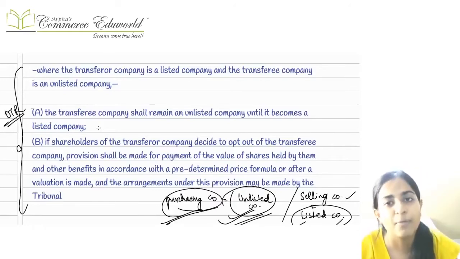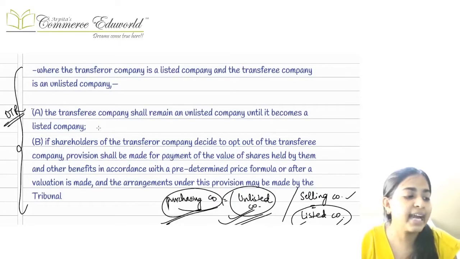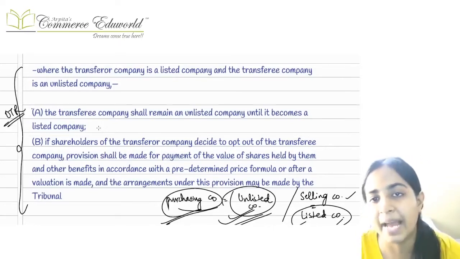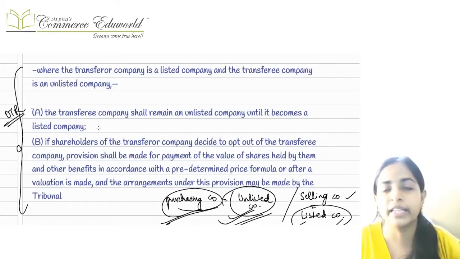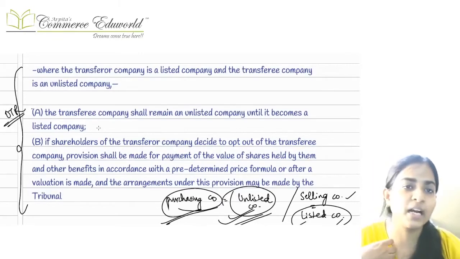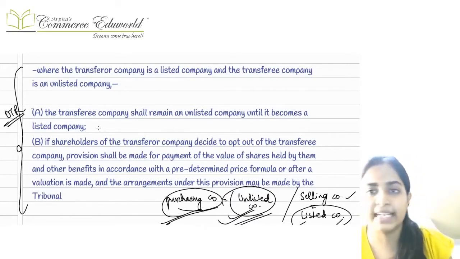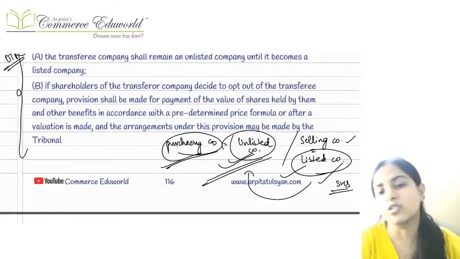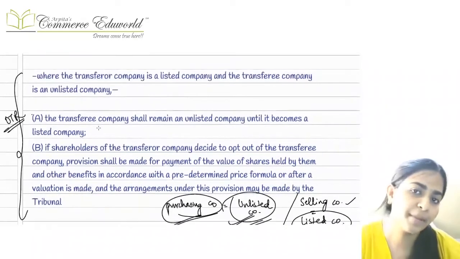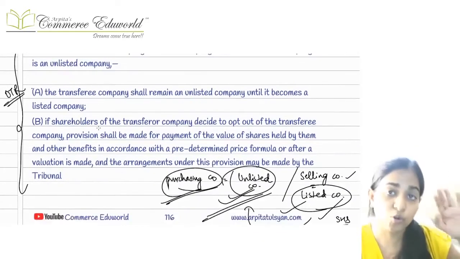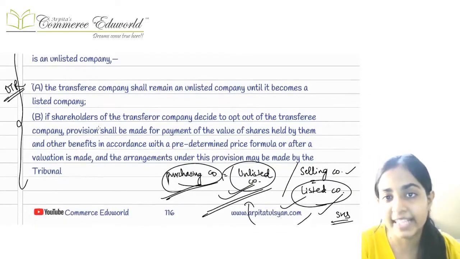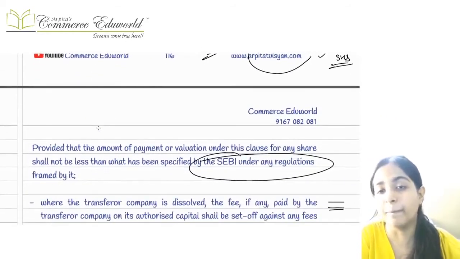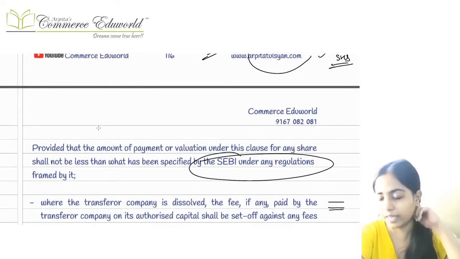Right, similarly here also, just like I mentioned in the previous section, in section 230, if it consists of a scheme of merger or amalgamation, then the taking over company, the company which is taking over another company, if the purchasing company is an unlisted company and the selling company is a listed company, then automatically the purchasing company does not become a listed company. It will have to go as per the process and get itself listed. Then ma'am, what to do with the unlisted company? What to do with the dissenting shareholders?